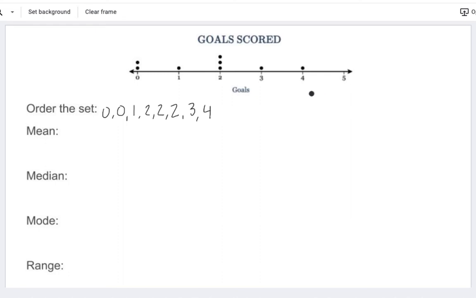So now that we've got them in order, we would add them up. That adds up to 14. And we have an even number. We have 8 numbers in the data set. So that gives us 1.75 runs per game.